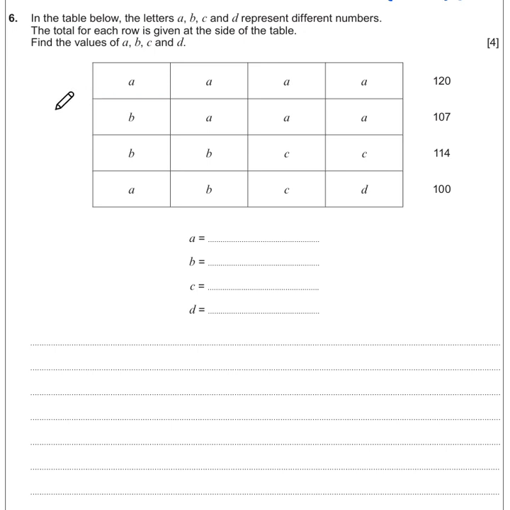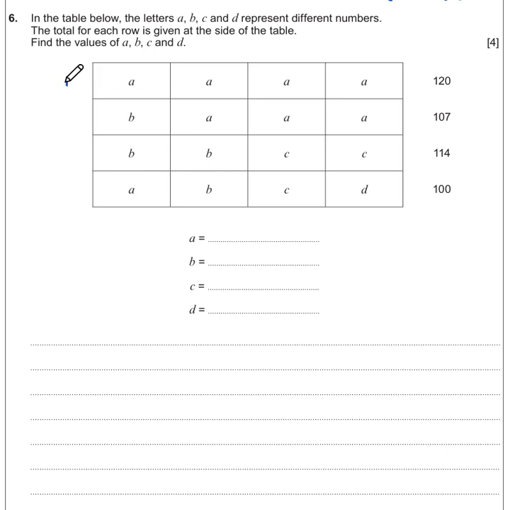So in the table below, letters A, B, C and D represent different numbers. The total for each row is given at the side of the table. And we're asked to find the values A, B, C and D.